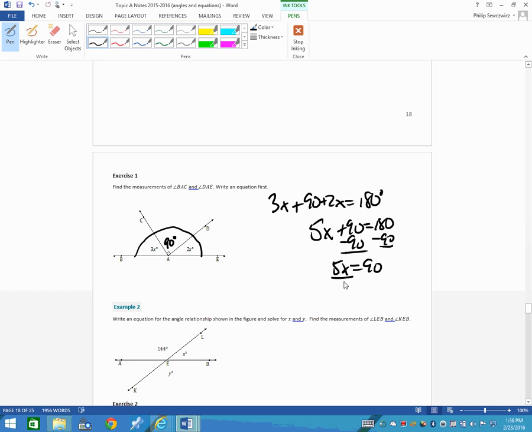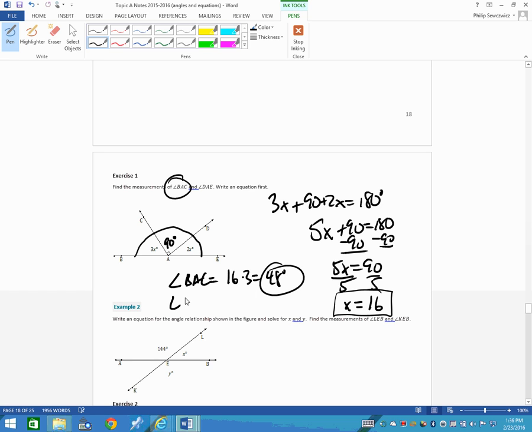And then we're going to divide both sides by 5. And 90 divided by 5 results in 16. Now we got to be careful here because we did solve. We got x equals 16. Yay! But no. Remember, the question was find the measure of angle BAC. So angle BAC, all right, B to A to C is 3x. So if we do 16 times 3, it's actually 48 degrees.